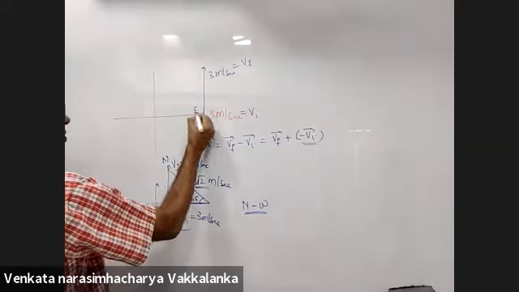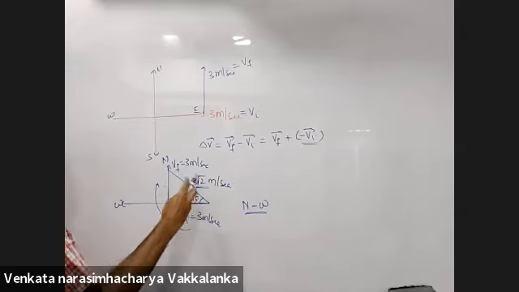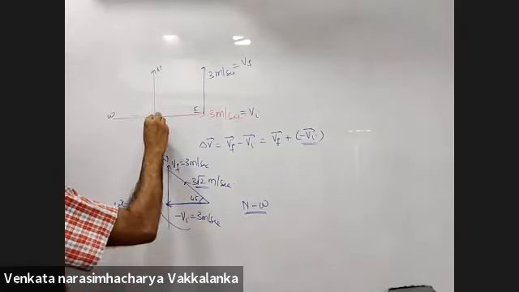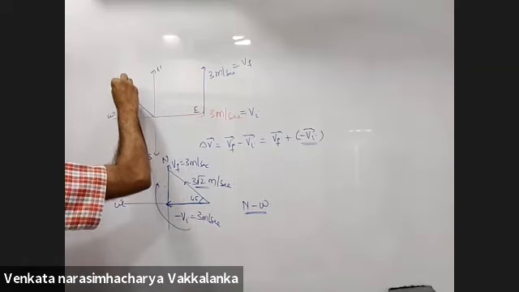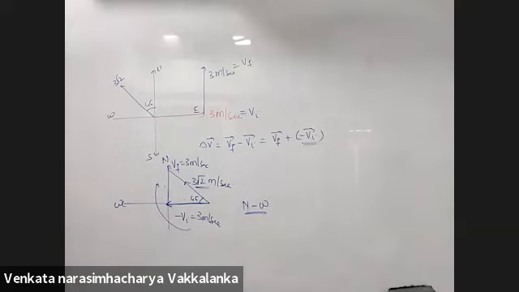This is east, this is west, this is north, this is south. If this is the vector, 3 root 2 meters per second northwest is the resultant change in velocity.